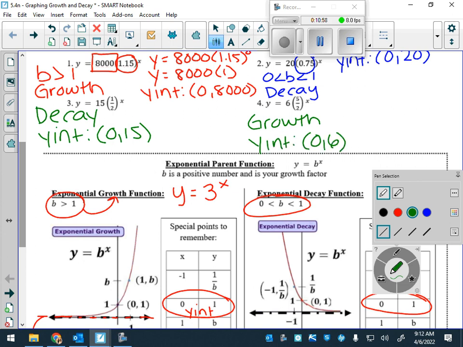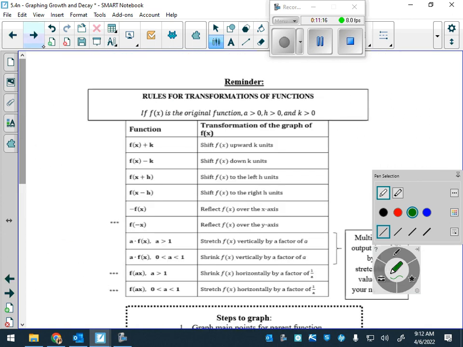So for all 4 of those, the y-intercept in terms of word problems would be your starting value. Eventually, when we get there. Those numbers like 8,000, those are your A values. Yep, good. All right, so now we're going to get into graphing.